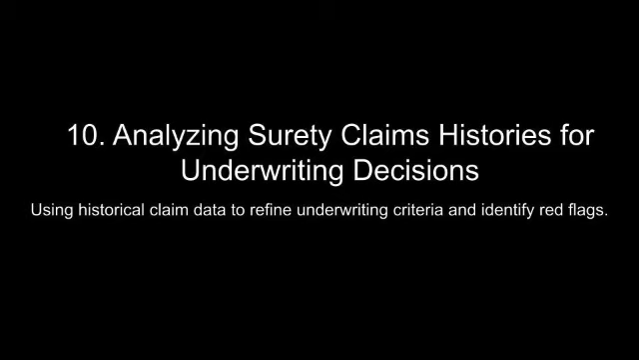The theoretical framework of suretyship is grounded in the principles of trust, risk assessment, and legal obligation, where a surety guarantees the performance of a principal to an obligee. At its core, a surety bond is a tripartite agreement involving the principal, the party obliged to perform, the obligee, the beneficiary of the obligation, and the surety, the guarantor of the principal's performance.